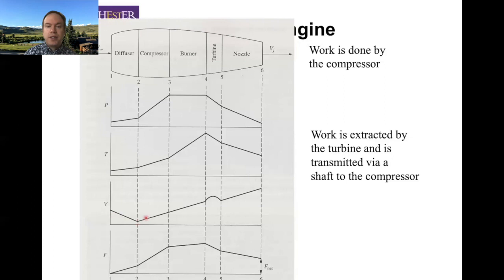Velocity obviously decreases and increases because we have a constant Mach number in the burner. So as the temperature's up, the velocity goes up, and then tends to do a bit of weird stuff through the turbine and then increases again through the nozzle. And then we, of course, have our forces and our net thrust at the end.